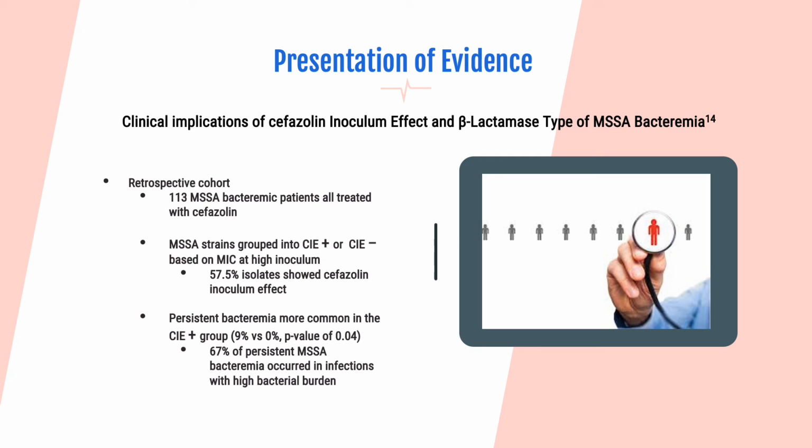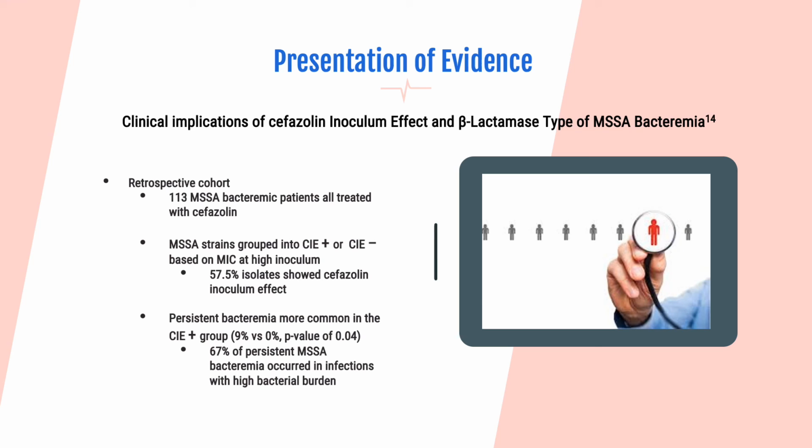A retrospective cohort study by Lee and colleagues looked at 113 MSSA bacteremic patients treated with cefazolin. The beta-lactamase gene of the isolates were sequenced, and patients whose isolates showed a 4 or more fold increase in cefazolin MIC at the high inoculum were assigned to the cefazolin inoculum effect, or CIE, positive group, and the remainder were assigned to the CIE negative group. Among the 113 isolates, 57.5% demonstrated the cefazolin inoculum effect.